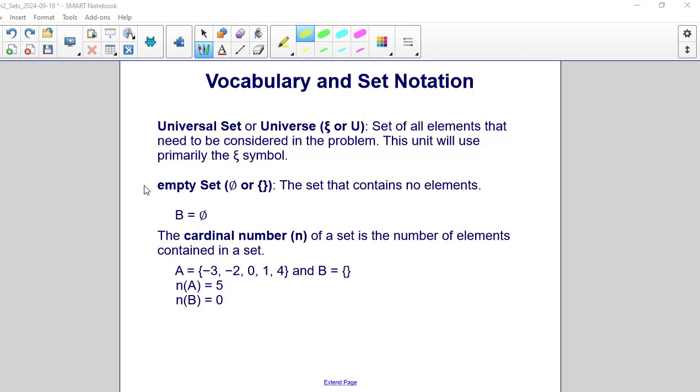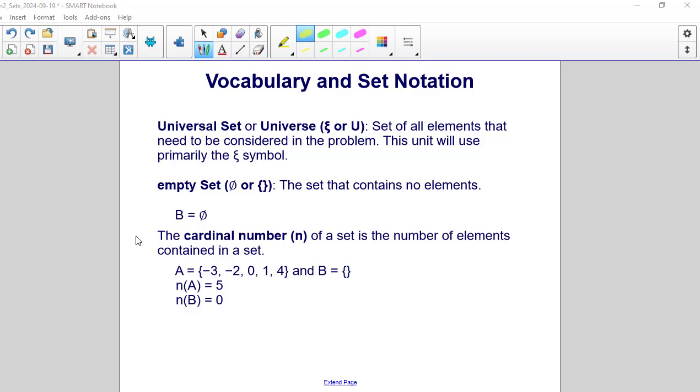The next phrase is the empty set. It is denoted 2 ways: null, which is 0 with a slash through it, or the empty set notation, which is curly brackets with nothing in between. The definition of empty set is the set that contains no elements. An example of how this would be used would be B is equal to null. B is an empty set.